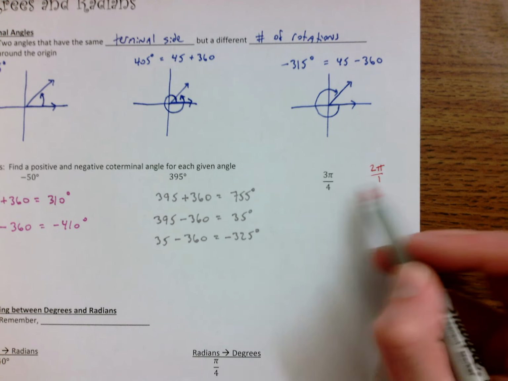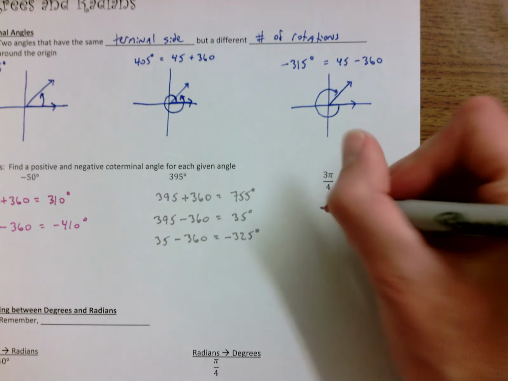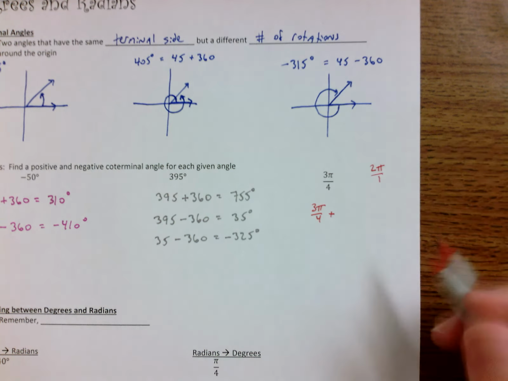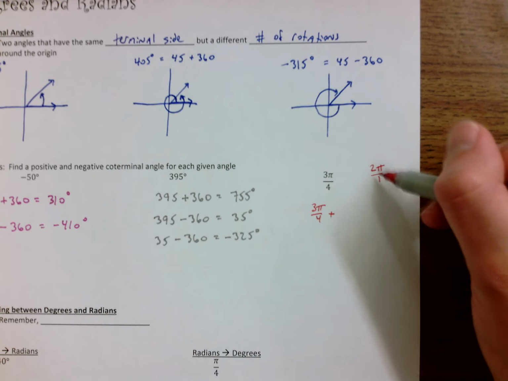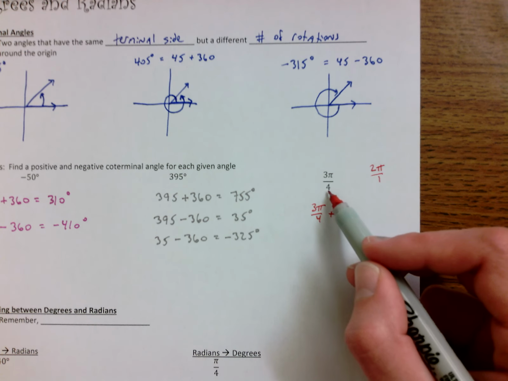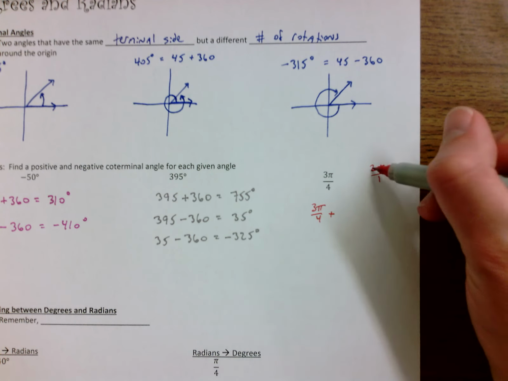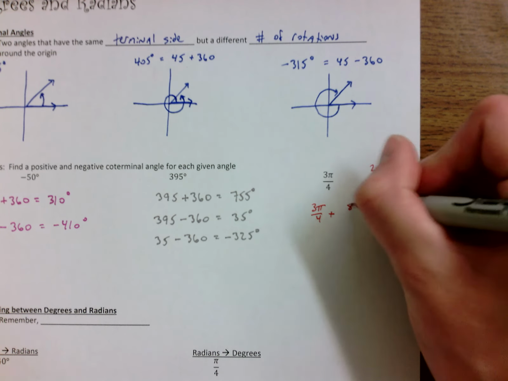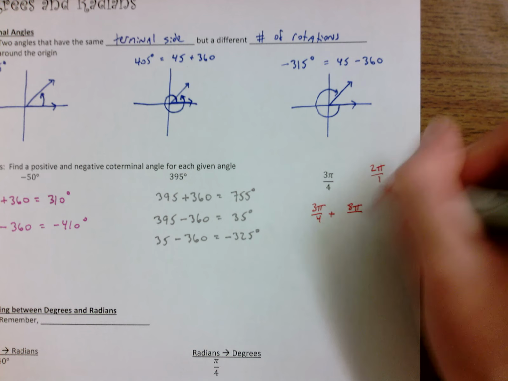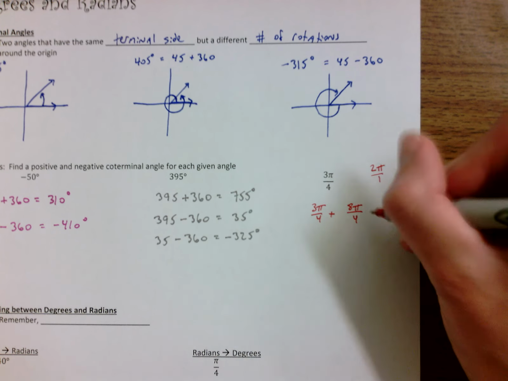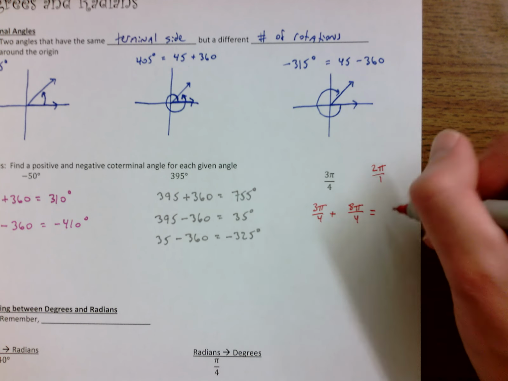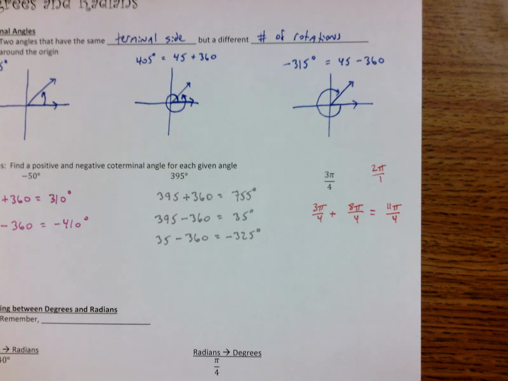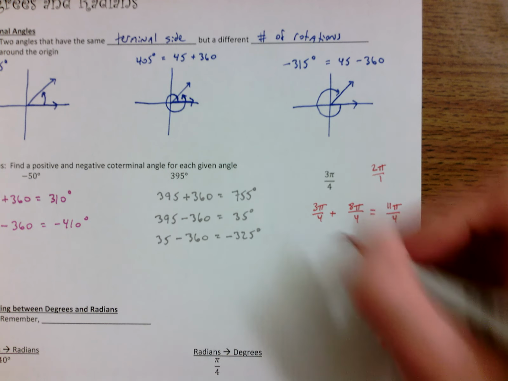I need to make sure I have common denominators. So I'm going to do 3 pi over 4, and I'm going to add to it this guy, but with a common denominator of 4. So if I multiply this top and bottom by 4, 2 times 4 is 8, and 1 times 4 is 4. Now I've got common denominators, and that's going to add to 11 pi over 4. So there's a positive coterminal angle.